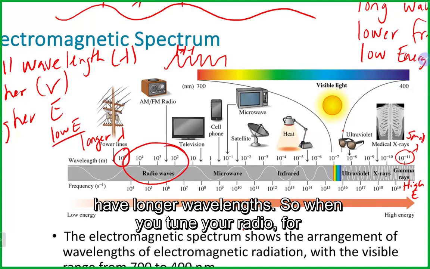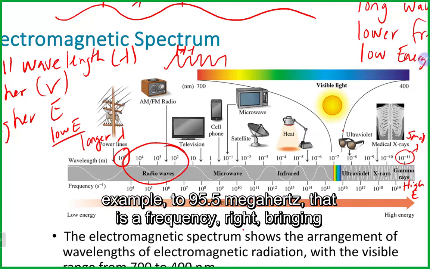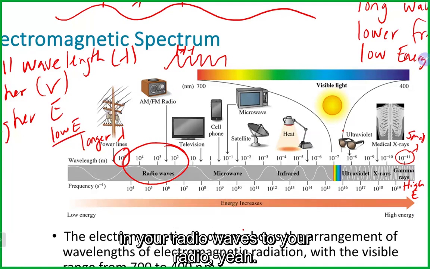So when you tune your radio, for example, to 95.5 megahertz, that is a frequency, right? Bringing in your radio waves to your radio.